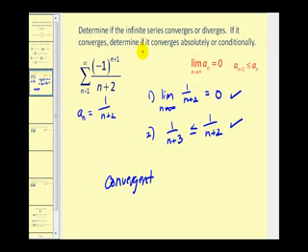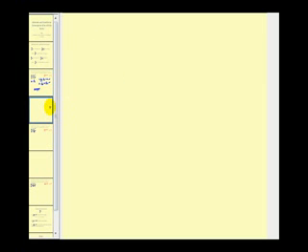But now I want to determine if this series is absolutely convergent or conditionally convergent. So now we'll take a look at the summation of the absolute value of this. So we'll just have the summation of 1 over n plus 2. Let's go ahead and do that on the next screen. If this series converges, then the original series is absolutely convergent. And if this series diverges, then the original series is conditionally convergent.